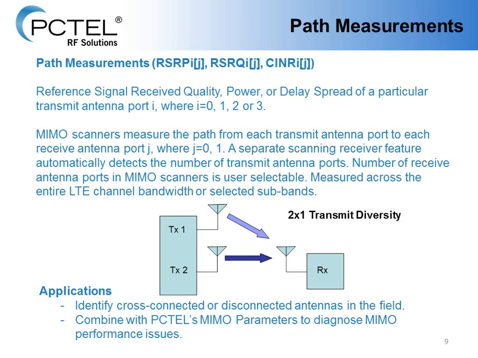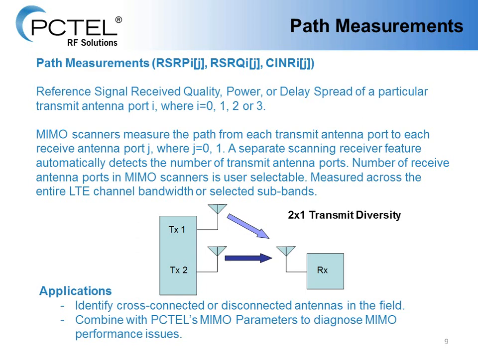On the next slide, I'm going to talk about path measurements. In a typical LTE system, you usually have multiple antennas transmitting. In most cases, it's two for now. What I'm showing you here in the diagram is what they call 2x1 transmit diversity. In this case, you have two transmit antennas on your E node B or on your tower, and they're putting out separate signals into a single receiver on your UE.